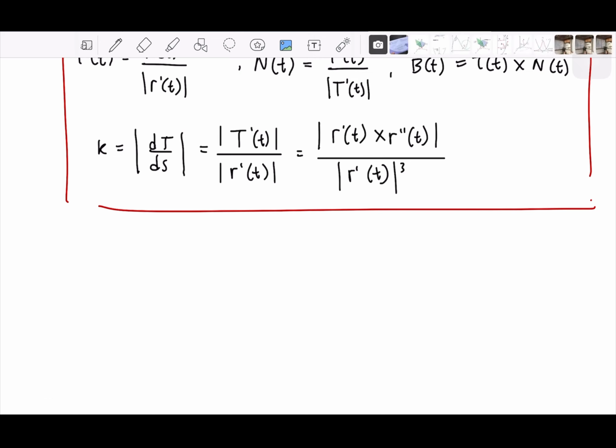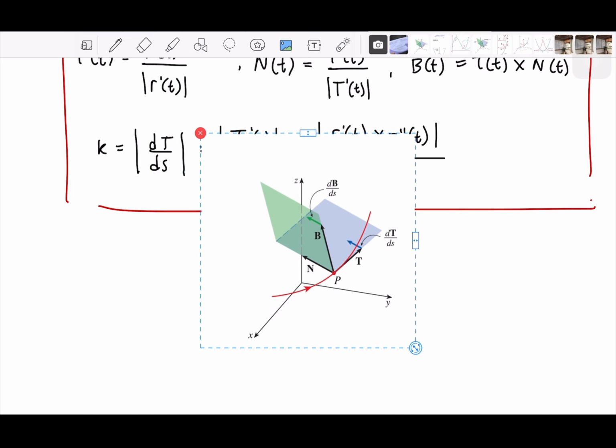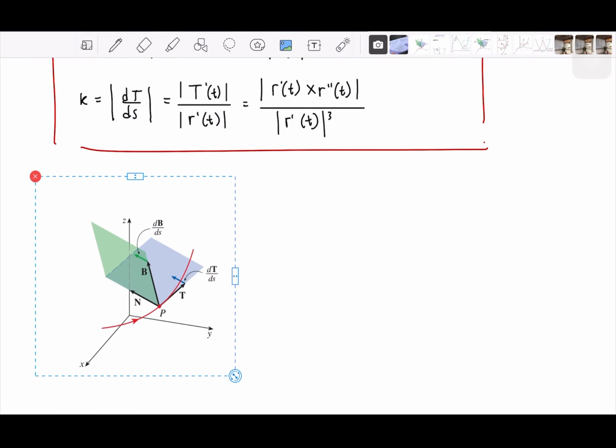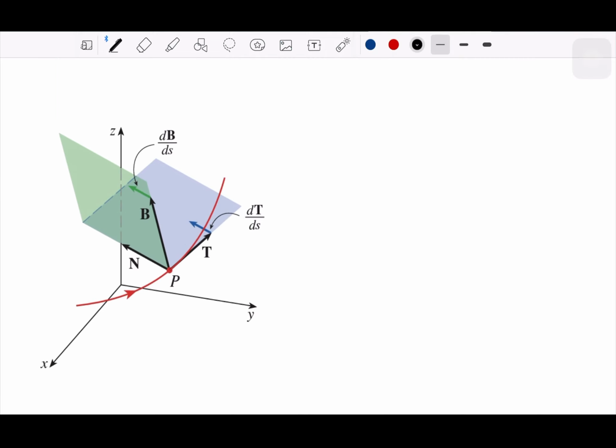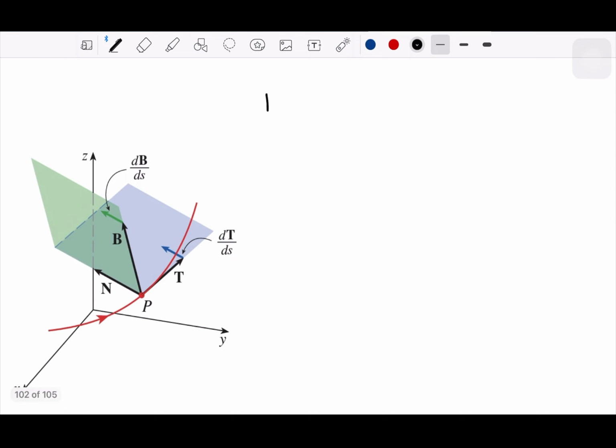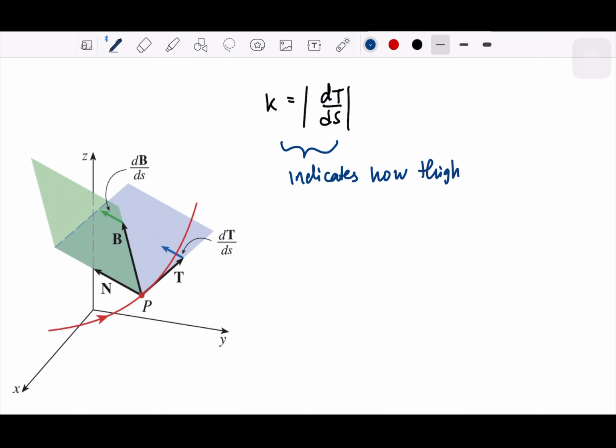So if I take the picture, let me write first from these notes that the curvature indicates how tight the curve will bend.